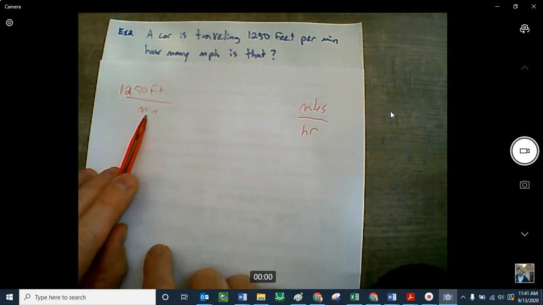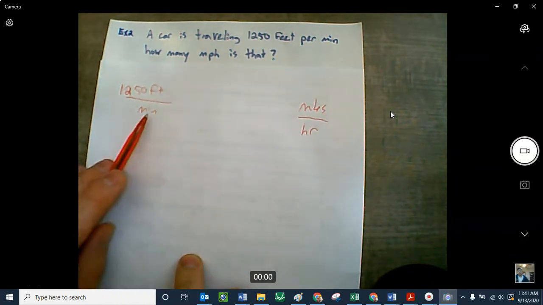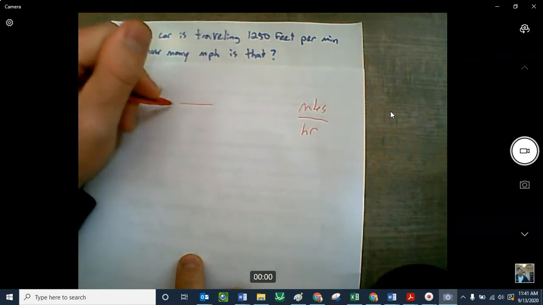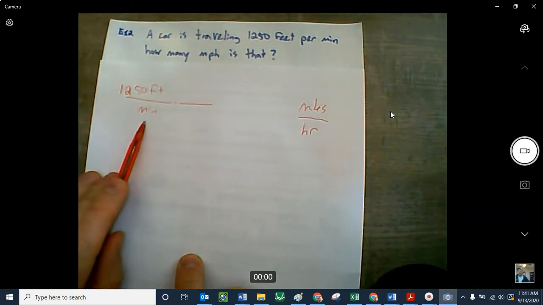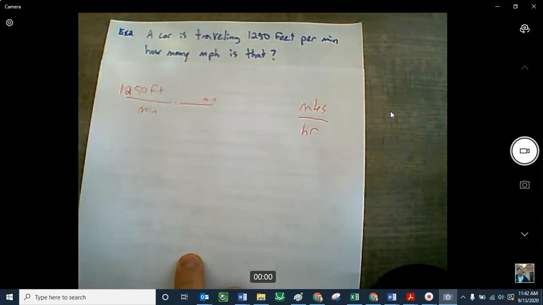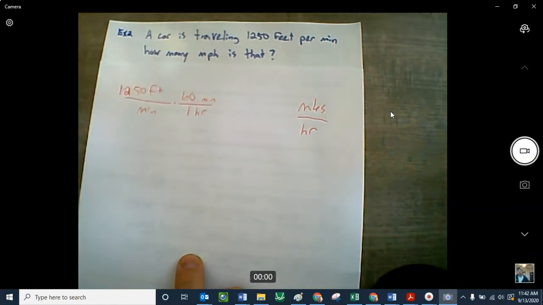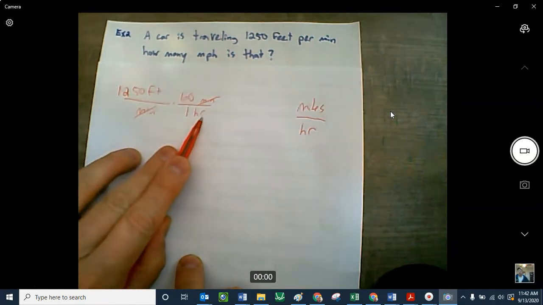I'm in minutes down here in my denominator. I know I need to be in hours, but I don't want minutes. So my first little stepping stone when I'm multiplying here, I don't want minutes. They're in the denominator. To cancel them, I will have to have minutes in the numerator. Well, I know that 60 minutes is exactly the same as 1 hour. So minutes cancel. Now I'm in feet per hour.